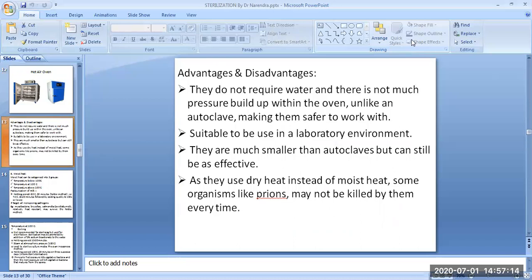Advantages and disadvantages of hot air oven. They do not require water and there is not much pressure built up within the oven, unlike an autoclave, making them safer to work with and suitable to be used in a laboratory environment. They are much smaller than an autoclave, but can still be as effective. As they use dry heat instead of moist heat, some organisms like prions may not be killed by them every time.